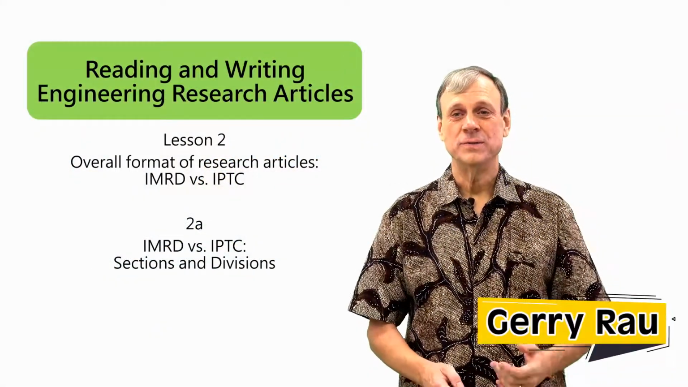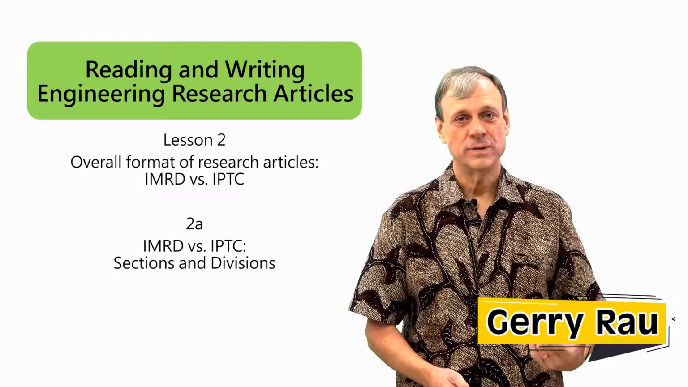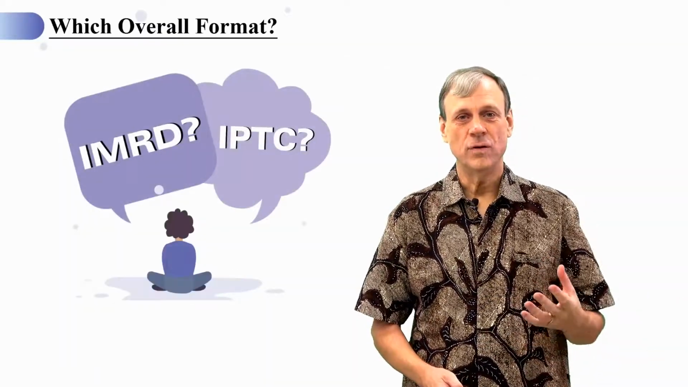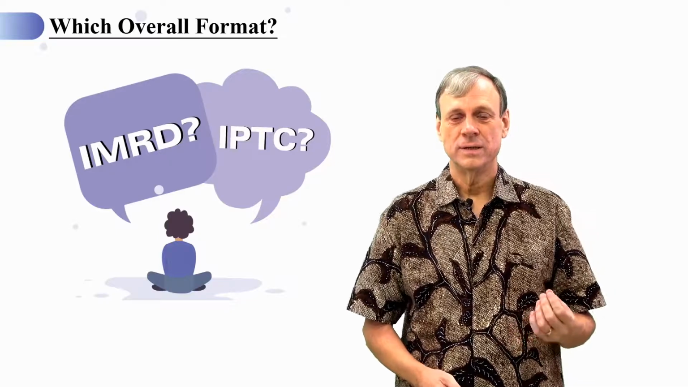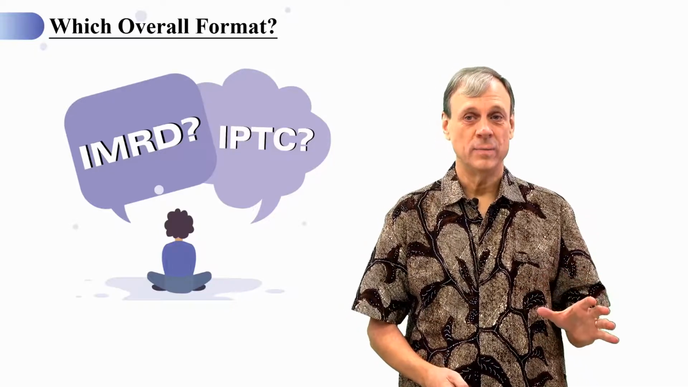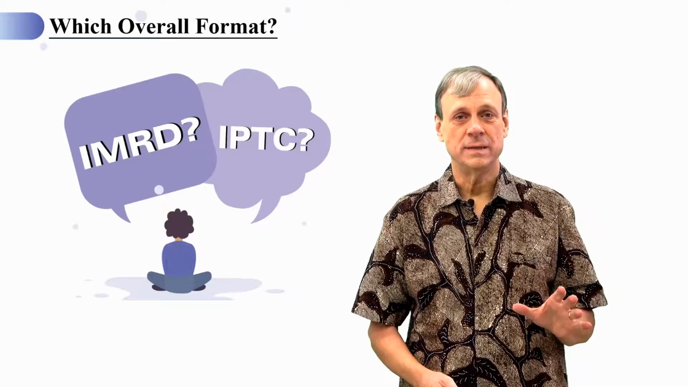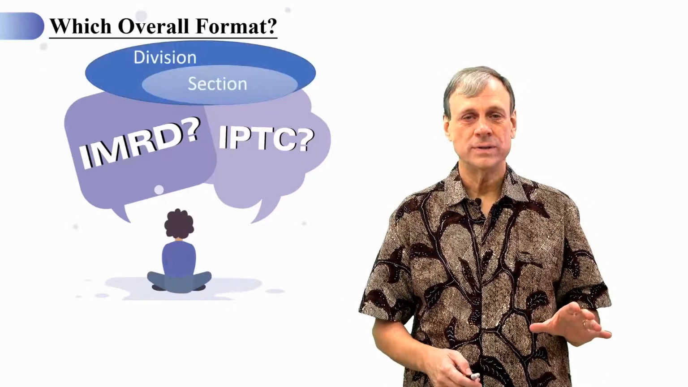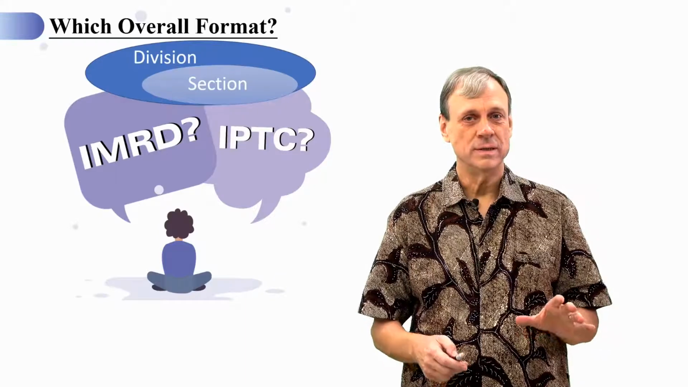Welcome to Lesson 2 of Reading and Writing Engineering Research Articles. In this class, we'll be looking at the overall format of research articles. There are two common formats, IMRD and IPTC. And in order to distinguish them, first of all, we're going to look at the difference between division and section.